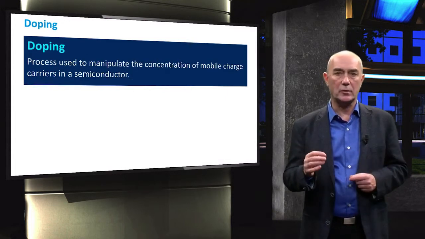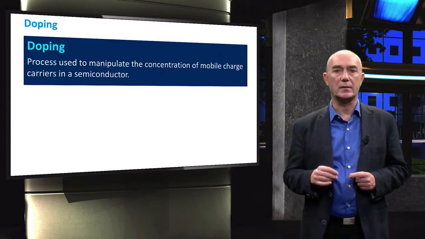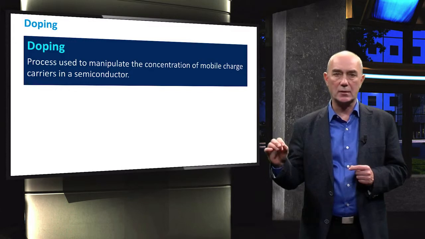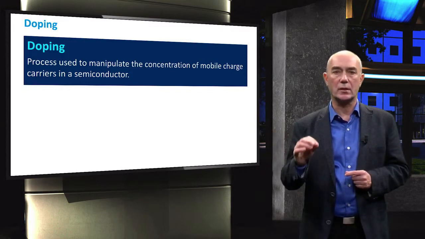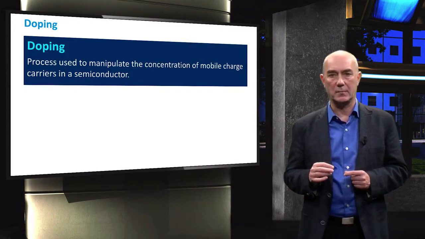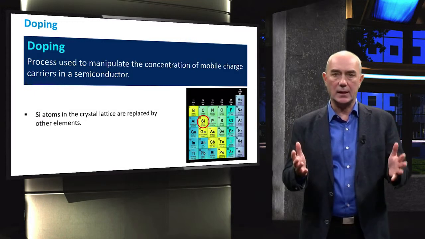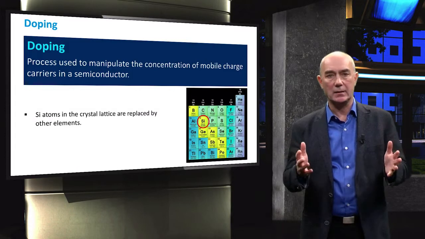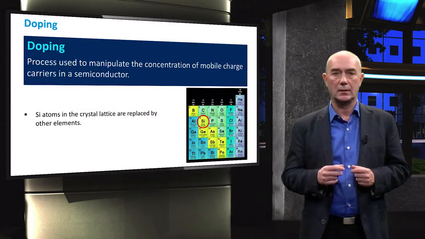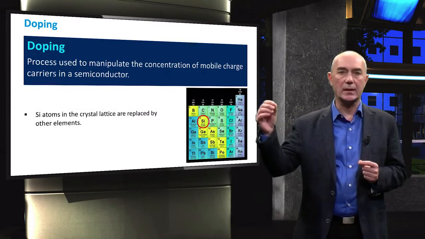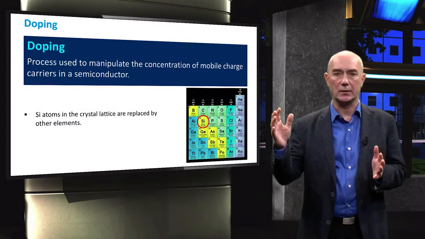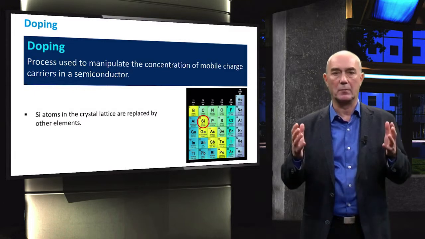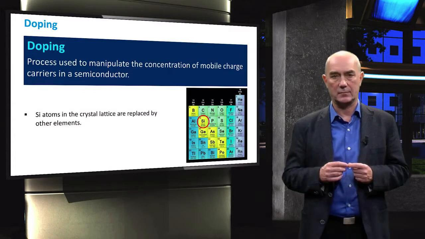A way to control the performance of a silicon-based device is doping the material. Doping is a process to manipulate the concentration of mobile charges in a semiconductor. This is done by replacing silicon atoms in the lattice by atoms of a suitable element. Doping will increase the electrical conductivity of a semiconductor. Common dopant elements for silicon are boron and phosphorus.